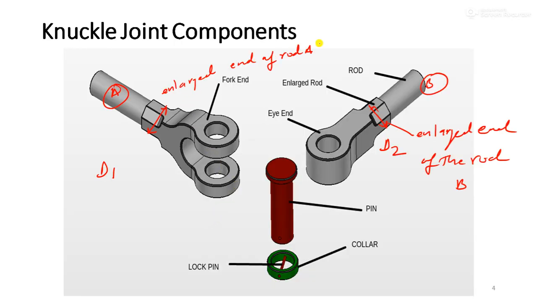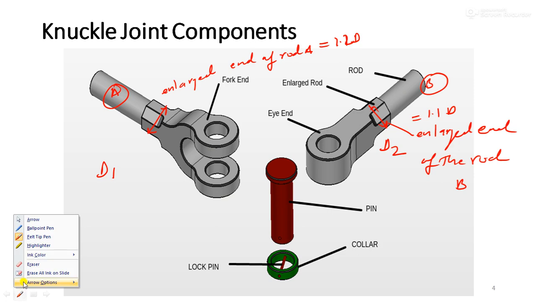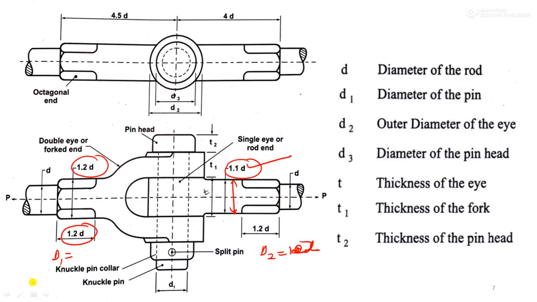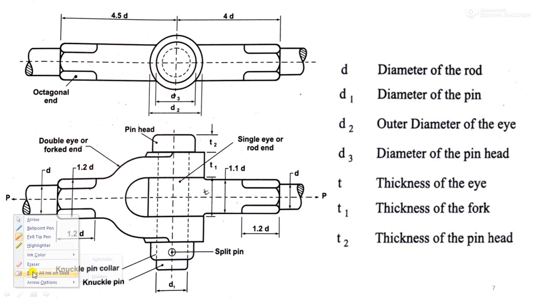So the enlarged end of the rod is considered as 1.2D, and the enlarged end of the eye end, D2, is considered as 1.1D. These are nothing but the empirical relations we have considered. It is available in the PSG design data book. So I hope now you have understood the dimensions for this particular knuckle joint.